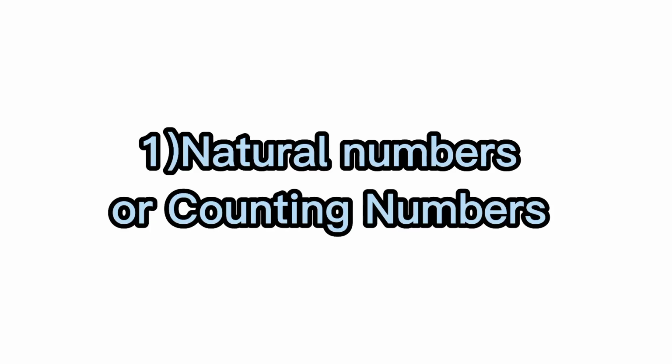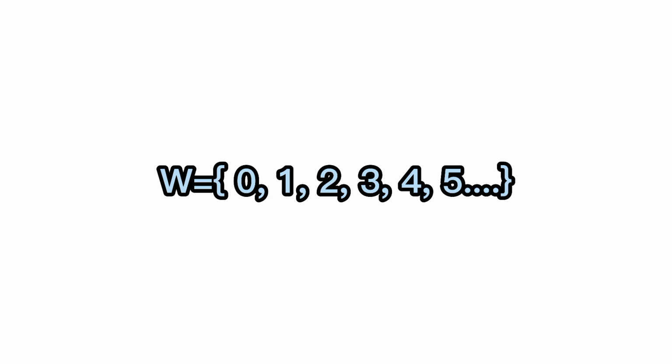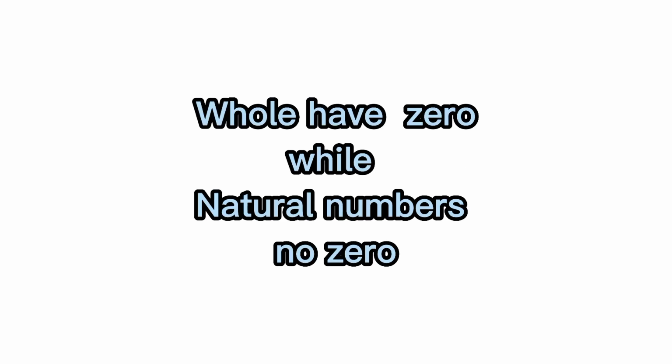Let's talk about numbers. First is natural numbers, or counting numbers, ranging from 1 to positive infinity. Example: 1, 2, 3, 4, and so on. Next is whole numbers. Whole numbers are numbers ranging from 0 to positive infinity, such as 0, 1, 2, 3, 4, 5, and so on. The difference between natural numbers and whole numbers is that whole numbers have 0 while natural numbers have no 0.